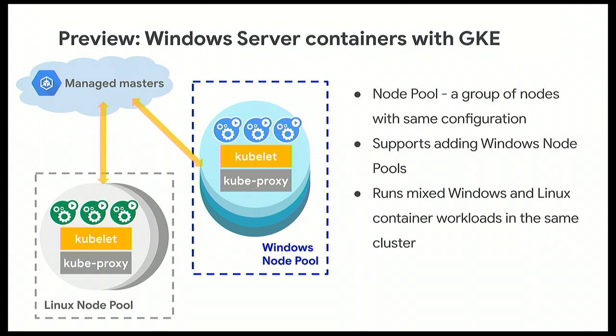So here's a preview of how Windows Server containers will look on GKE. So again, the architecture diagram, but this time we have the managed masters in the cloud. So that just means you don't have to worry about it. You don't need to care about what's actually running in it right now. And in GKE, there's a concept called node pool, which basically is just a group of nodes with the same configuration. For example, the same machine type, the same OS image.